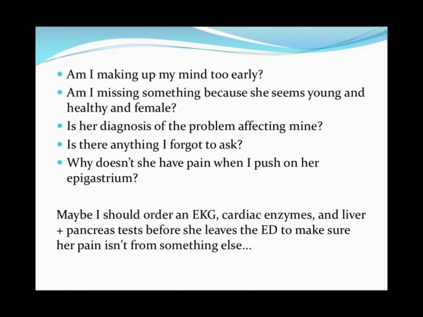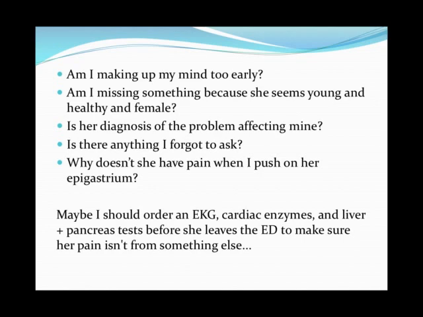So when we think about these questions, what are these questions addressing? Like, what type of errors are they trying to avoid? So, for example, am I making up my mind too early? If we are making up our mind too early, that's an example of a premature closure error. And so we're asking this question to try to avoid that error.